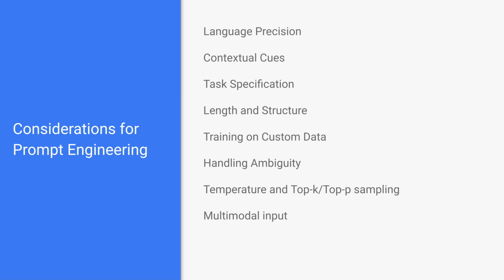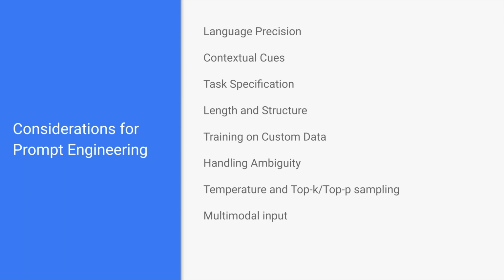Task specification. This involves clearly specifying the task or goal within the prompt. LLMs can be versatile, and specifying the desired task can enhance the model's ability to provide relevant information or complete a specific task.